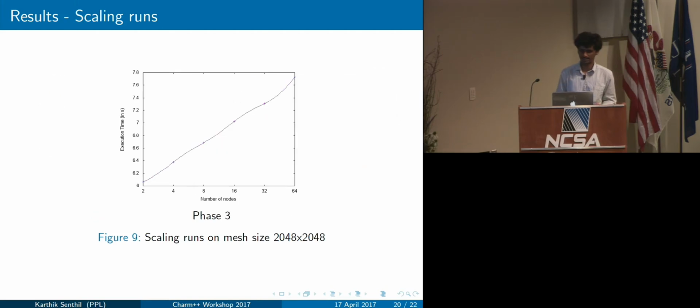And for phase 3, we see a linear increase in runtime. This is what I stated before. This phase 3 depends on the number of PEs that you're using. And as I increase my number of PEs, my execution time for this phase also increases linearly.